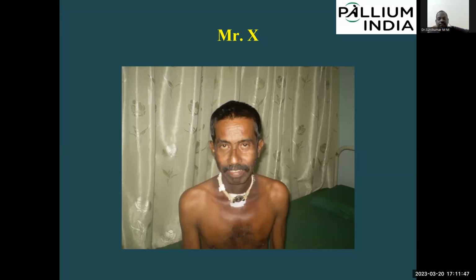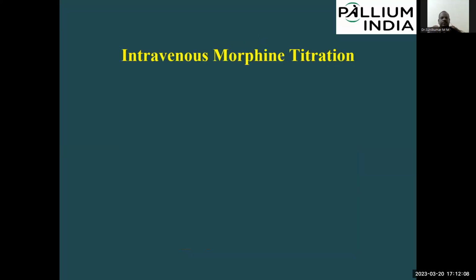So if a patient has very severe pain, you can actually give injectable morphine in a titrated manner to find out two things. One is whether the pain is opioid responsive, and you can also find out the dose of opioid required for pain relief. Okay, so this is known as intravenous morphine titration.